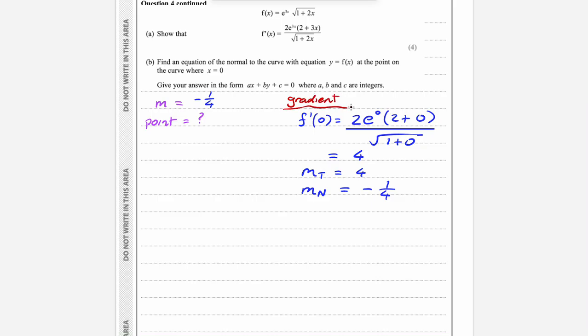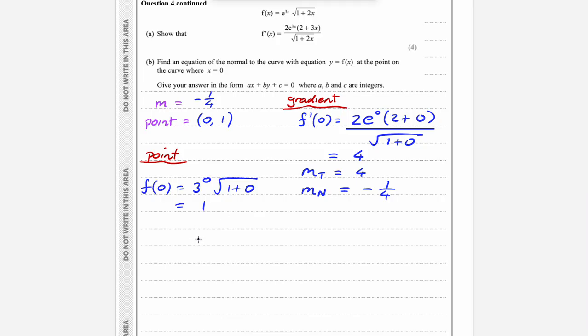Gradient. Okay, the point I get from finding f of 0. Now the x coordinate is going to be 0. The y coordinate we need to find using f of 0. So f of 0 is, even easier, 3 to the power of 0 times the square root of 1 plus 0, which is equal to 1, because that's 1 and that's 1. 1 times 1 is 1. So the point is (0, 1). Okay, easy. I think this question's easier than the first question as it's worth more marks.